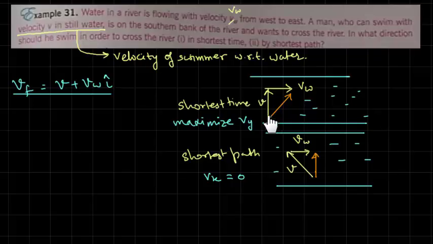So if he wants to cross the river in shortest time, then he should try to maximize his velocity in north direction. His eventual velocity comes from the vector sum of his velocity with respect to water and velocity of water. And velocity of water is parallel to the horizontal direction, so it does not contribute anything to its vertical direction. Only thing that contributes to the vertical direction is his own velocity with respect to the water.